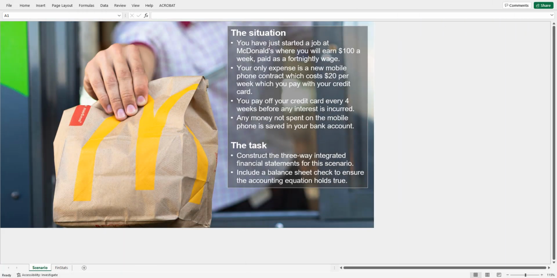McLean here, and in this video I want to walk through the process of constructing the three financial statements for a very simple scenario. So here we've got the facts that we're going to be dealing with on screen, so I'll just read through them.